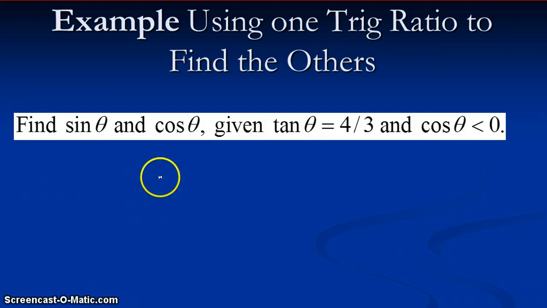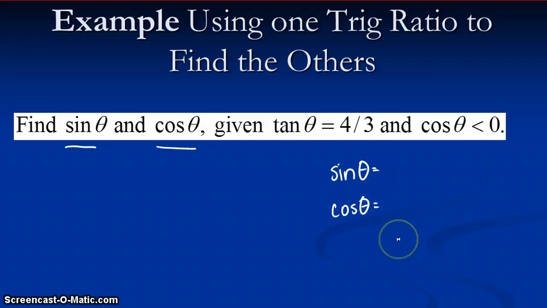Now, in this case, ultimately, all it's asking me to find is sine and cosine. So in the end, I need sine of theta equal to something and cosine of theta equal to something. Hopefully, as soon as we need sine and cosine, we're thinking sine is opposite over hypotenuse and cosine is adjacent over hypotenuse, which really just means if I have a triangle, I will be able to find these pretty quickly and easily.